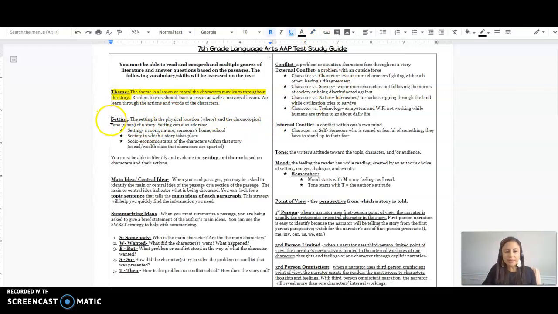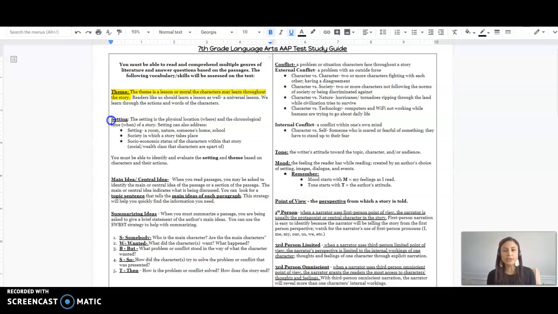All right, setting. The setting is the physical location, the where a story might take place. The setting could be anywhere. It could be school. It could be my dining room. This is my new school. This is my new office. It could be nature out in the woods somewhere. It can be someone else's home. It can be a hospital. It could be a school bus. The where a story takes place can really be anywhere, okay?